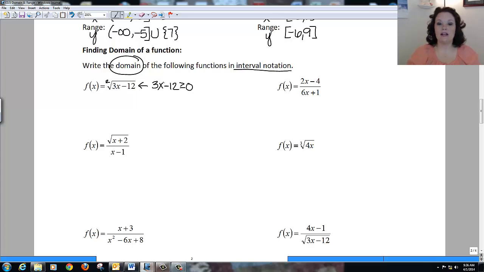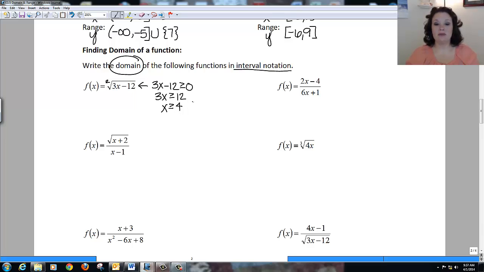Okay. Now here my x is just to the first power, so I can isolate it just like I would if this was an equal sign. So I'm going to move my 12 to the other side by adding. So I have 3x is greater than or equal to 12, and then I divide off my 3, which gives me x is greater than or equal to 4.